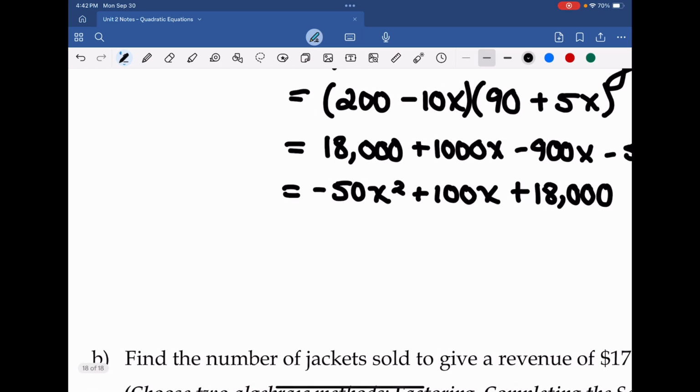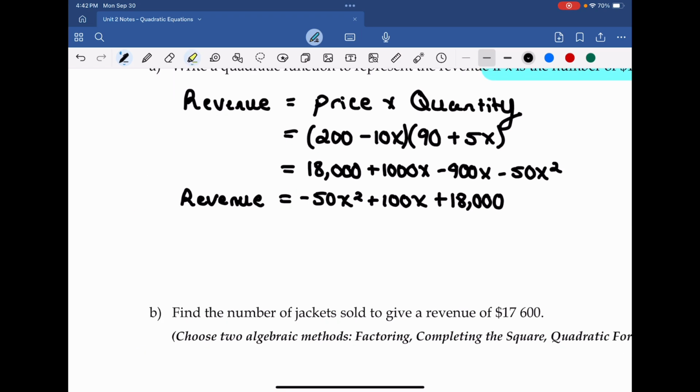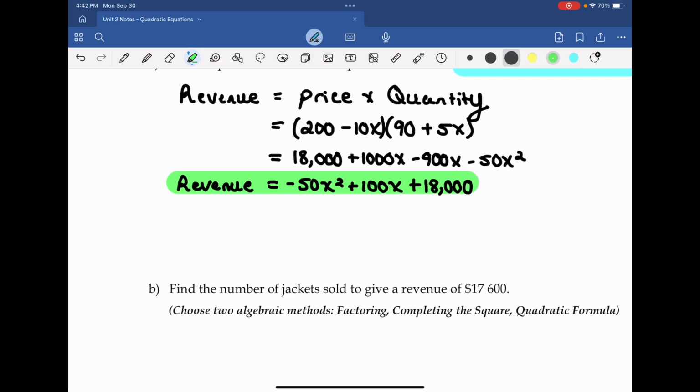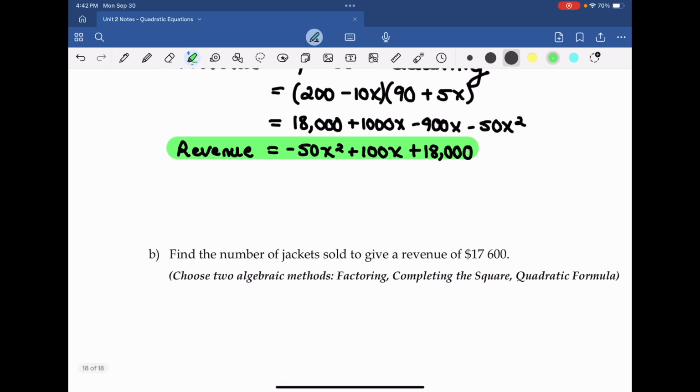This is what we call our revenue function at this point, because remember, we're defining this purely as there could be any x that goes into it. So we're just going to make sure that we classify this as the general revenue function. For any x value, there might be some output. Now, find the number of jackets sold to give a specific revenue of 17,600.